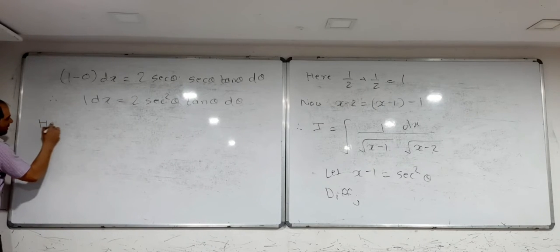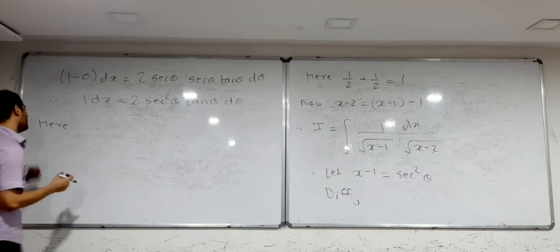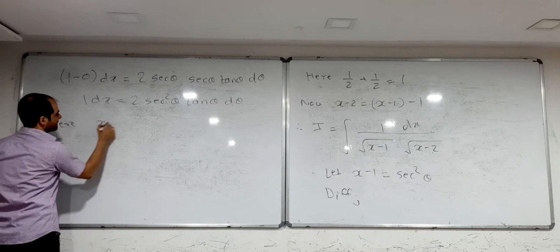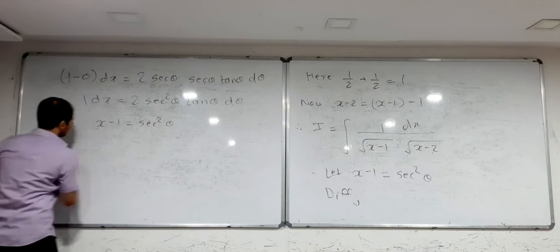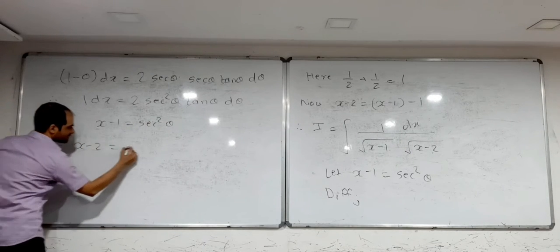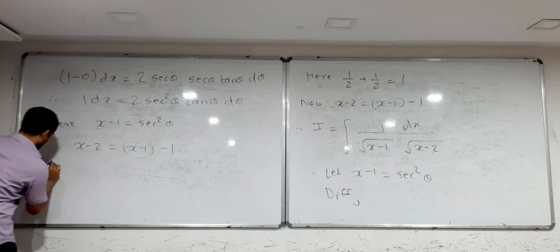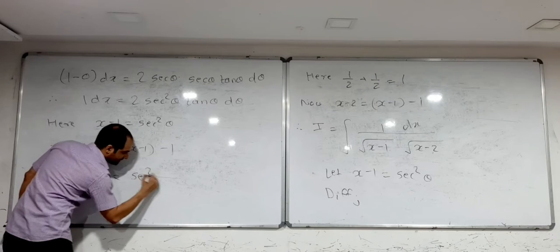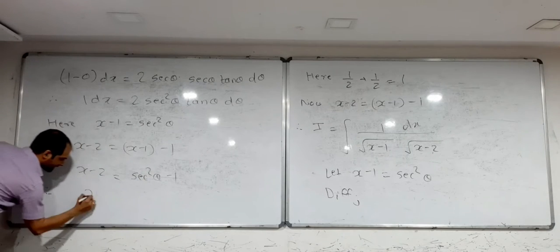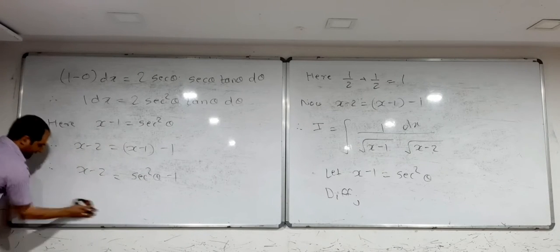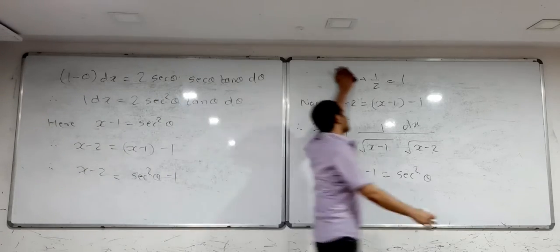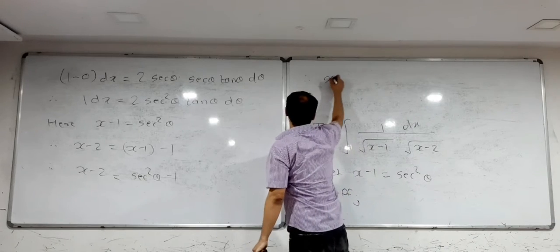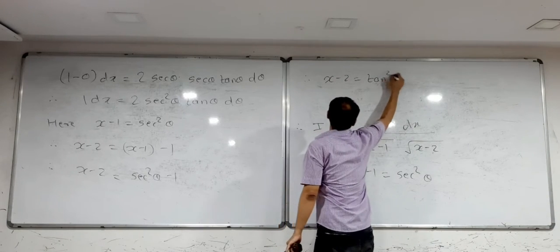Now here, x minus 1 क्या है? x minus 1 is sec square theta. हमको सब्स्टिट्यूट करना है x minus 2. तो x minus 2 is x minus 1 minus 1. So therefore x minus 2 is what I will write? Sec square theta minus 1. What is sec square theta minus 1? Tan square theta. So x minus 2 becomes tan square theta. So substitute कर दो आप. So therefore x minus 2 is tan square theta.